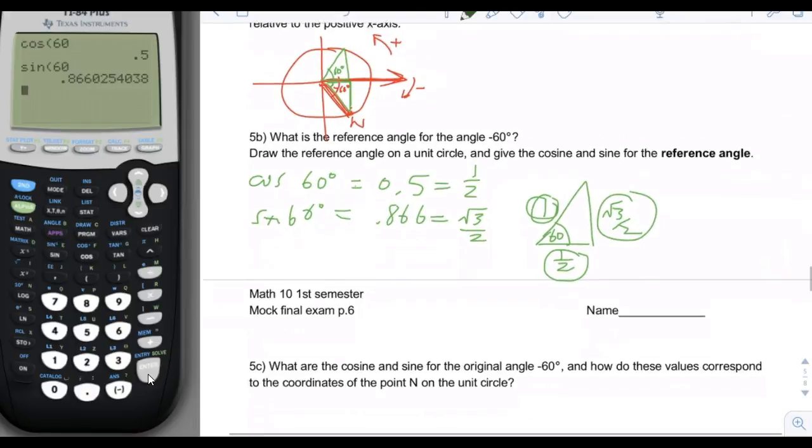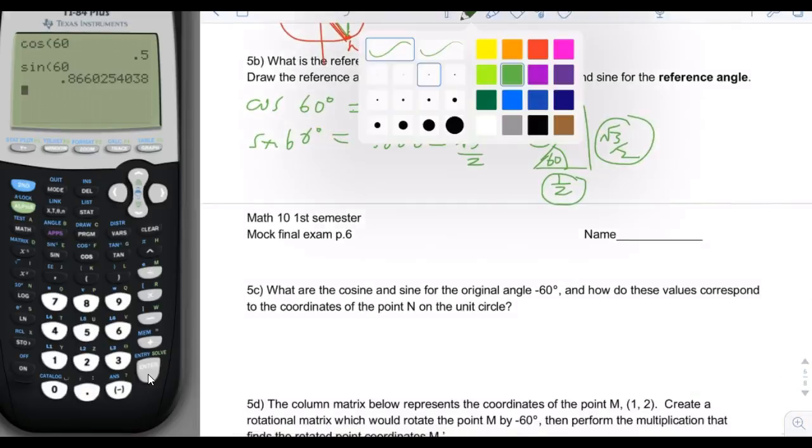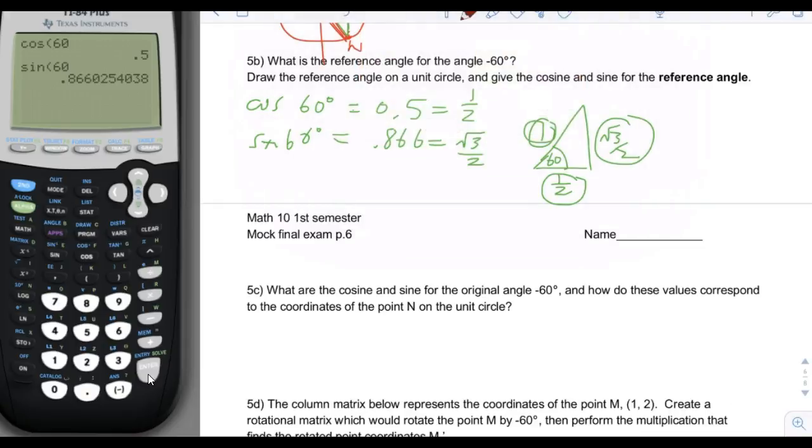Okay? All right. Moving on to 5c. So 5c says, what are the cosine and sine for the original angle -60, and how do these values correspond to the coordinates of the point N of the unit circle? Okay, so we know that the cosine of positive 60 is 1/2, and the sine of positive 60 is 0.866, or square root of 3 over 2.